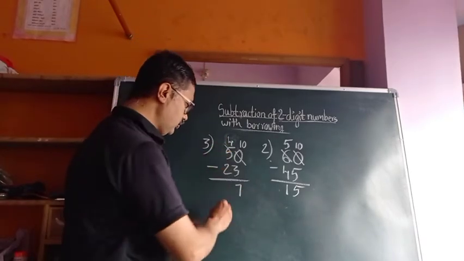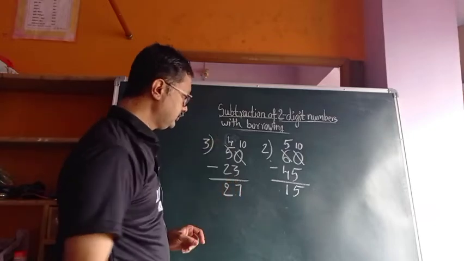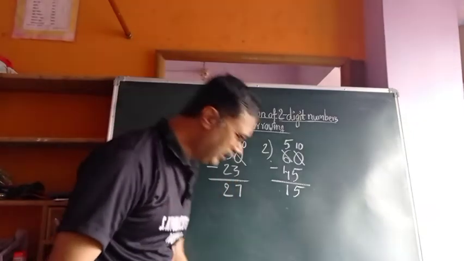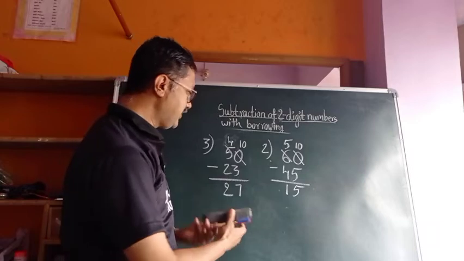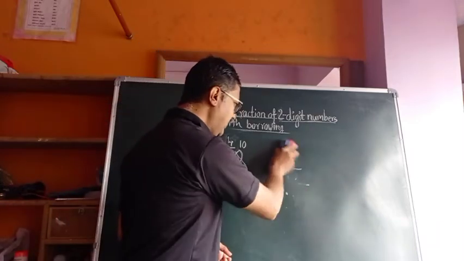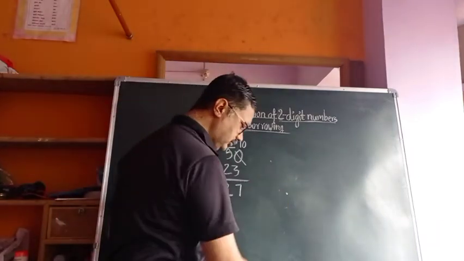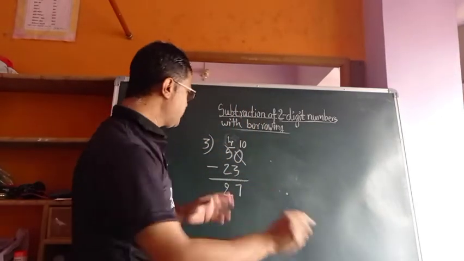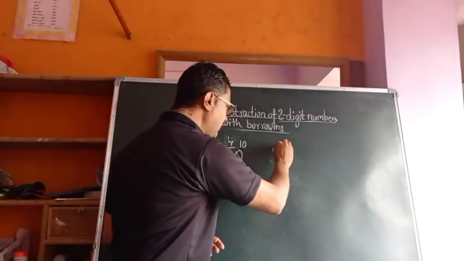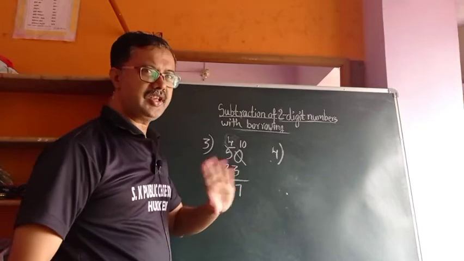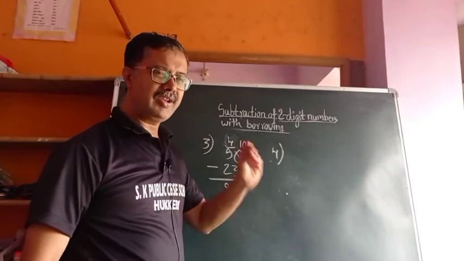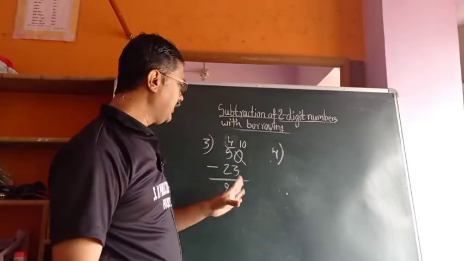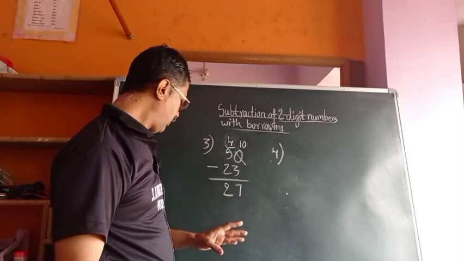4 minus 2, 2. Simple. As usual, that same thing you have to apply in this case also. The procedure, steps, whatever you are following, that is same only, nothing changes. If 0 is there, 1 is there, 2, nothing changes, same thing you have to apply.